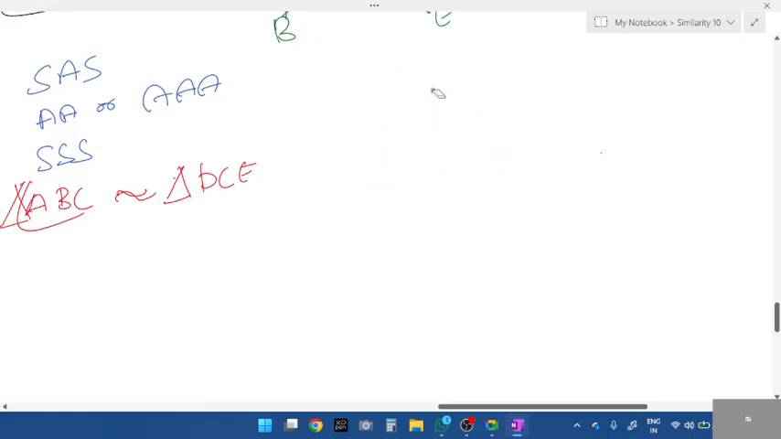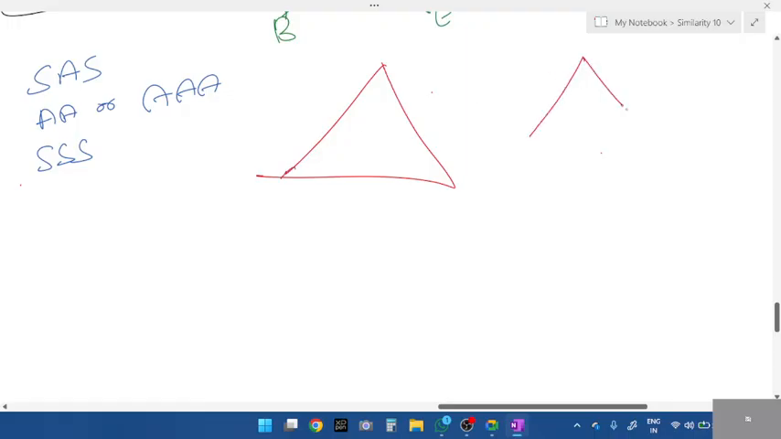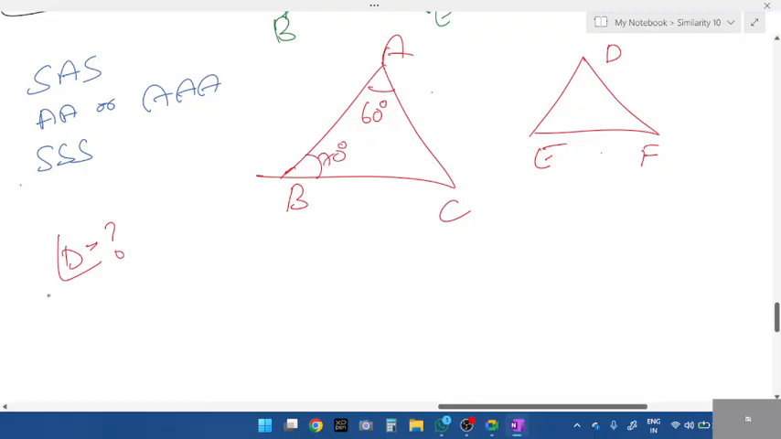Now I'll teach you side, side, side. Last concept. Two triangles like this, A, B, C, D, E, F. Angle A is 60 degrees. They have asked angle D, students. Angle B is 70 degrees. They have asked angle E. Before proving similarity, you can't tell D is 60, E is 70. That is wrong. Now what I'll do is 5, 10, 3, 6, 8, 4.